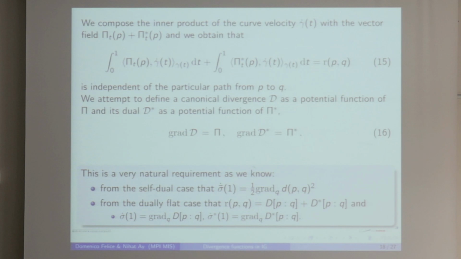This is a natural requirement because in the self-dual case, from the Gauss lemma we have that the Levi-Civita velocity vector is 1/2 the gradient of the square of the Riemannian distance. And in the dually flat case, we have that the nabla geodesic velocity is the gradient of the Bregman type divergence, and the nabla star geodesic velocity is the gradient of the dual of the Bregman divergence.